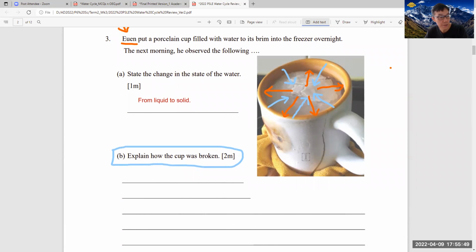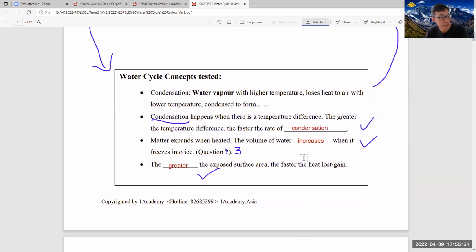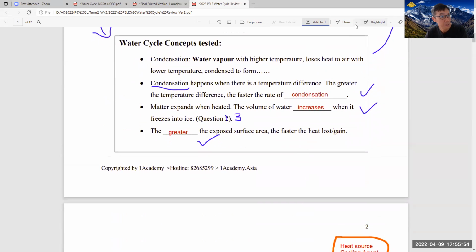Okay, firstly, refer to the earlier concept here, which I mentioned. You can see here, matter expands when heated. However, water behaves in a different manner because the volume of water increases when it freezes into ice. This is actually one phenomenon that is very unique for water. And because of this phenomenon, in those countries with very low temperature, only the top layer of the lake gets frozen, not the whole lake.